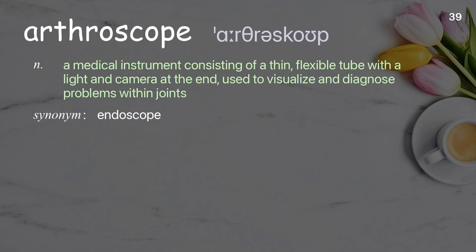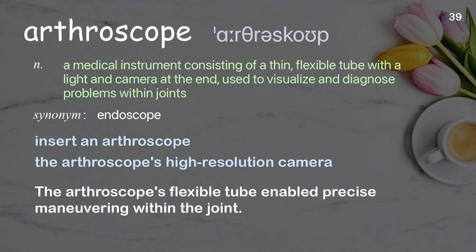Arthroscope. A medical instrument consisting of a thin, flexible tube with a light and camera at the end, used to visualize and diagnose problems within joints. Examples: insert an arthroscope. The arthroscope's high-resolution camera. The arthroscope's flexible tube enabled precise maneuvering within the joint.